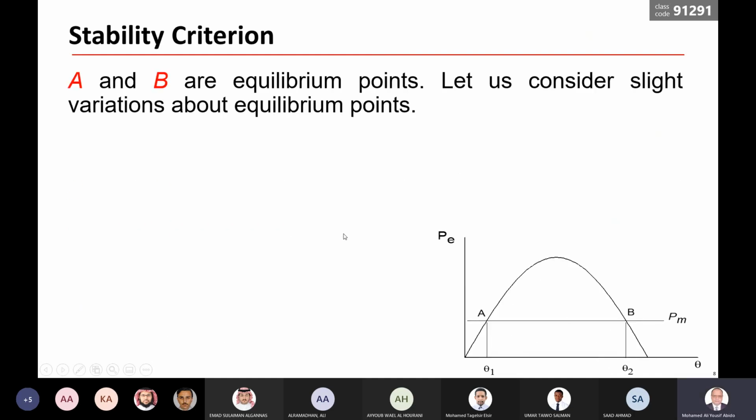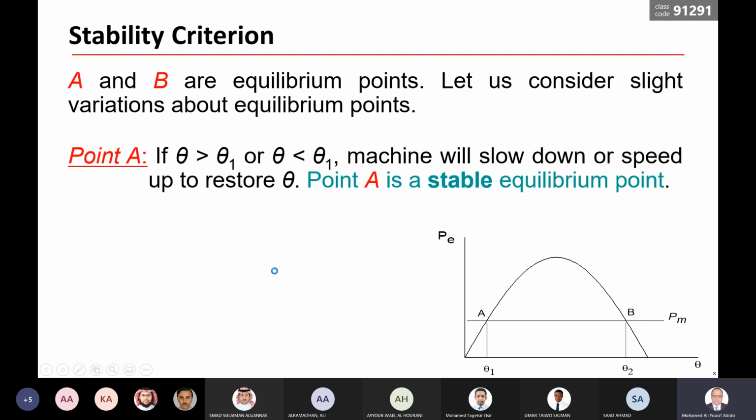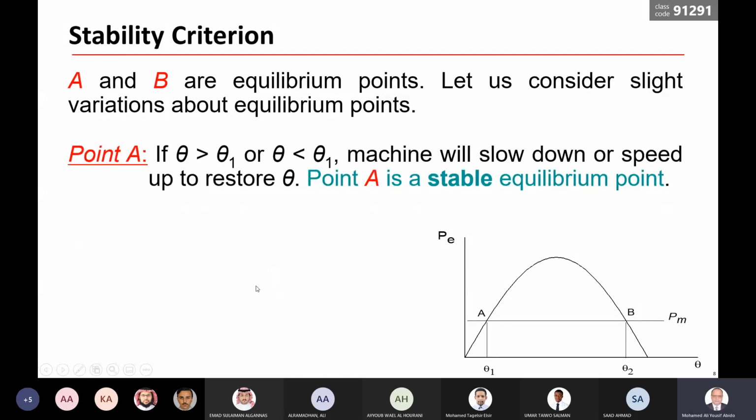So A and B are equilibrium points. Let us consider a slight variation about the equilibrium points. For point A, if theta is greater than theta 1, or theta less than theta 1, if you are here or here, at any point here or here, the system will be back at point A. The machine will slow down or speed up to restore the angle theta. Point A is a stable equilibrium point.